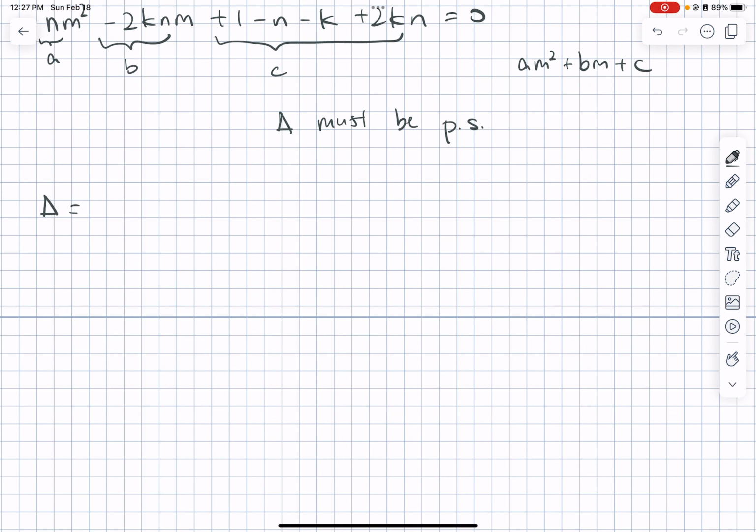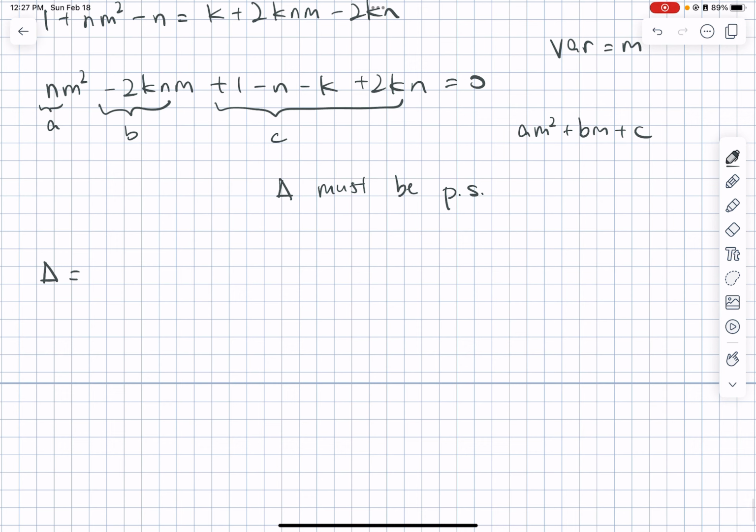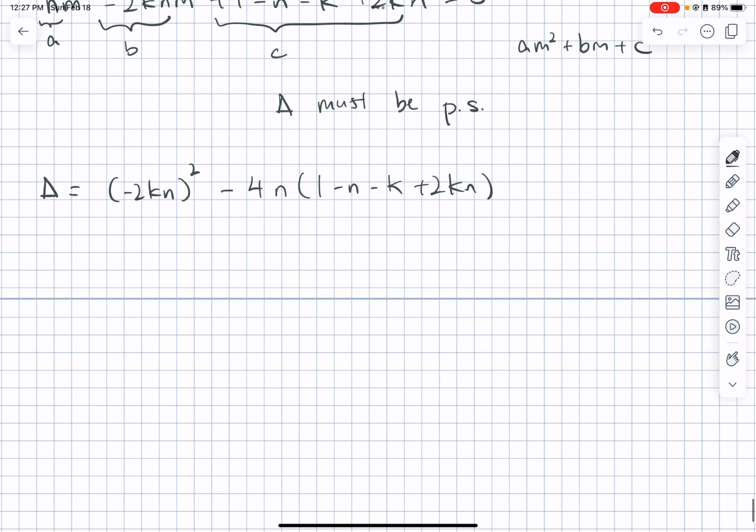So the determinant is going to be equal to b squared, which is negative 2kn squared, minus 4a, which is n, times c, which is 1 minus n minus k plus 2kn. So let's just expand the terms here. We have 4k squared n squared minus 4n plus 4n squared plus 4nk minus 8kn squared.